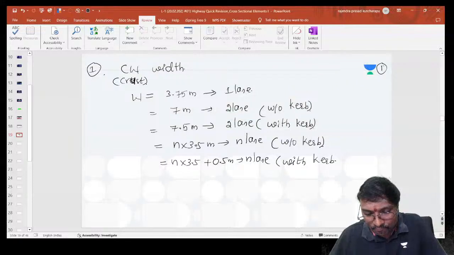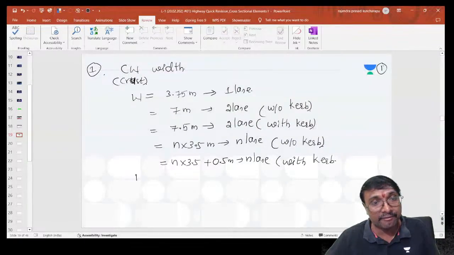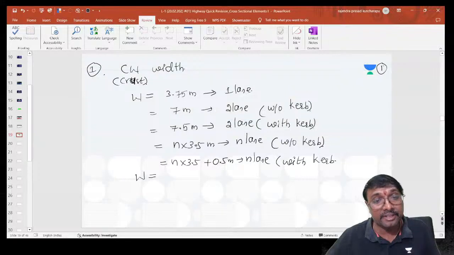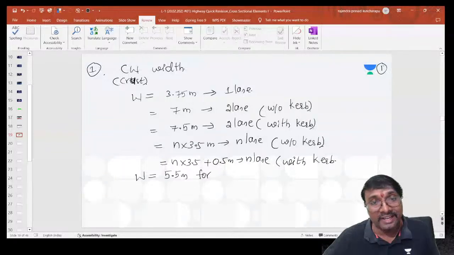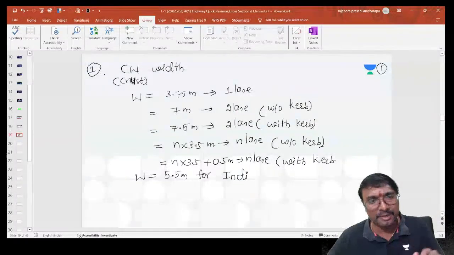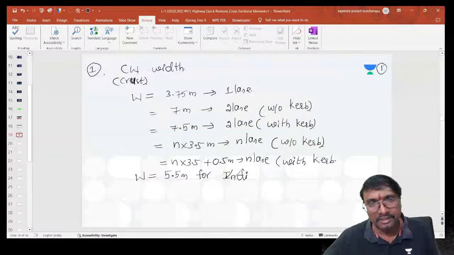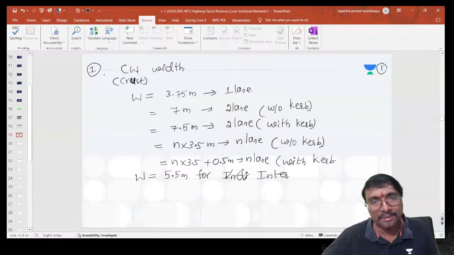Now tell me, what is the intermediate carriageway width? The width will be equal to 5.5 meters for the intermediate carriageway. What is the meaning of this intermediate carriageway? It is not indeterminate, it is intermediate. Tell me, everyone.